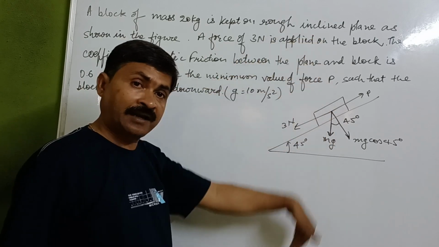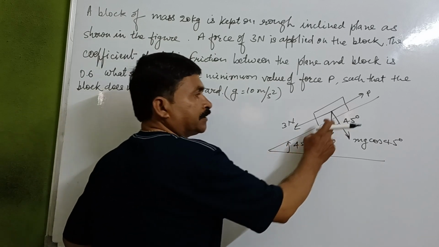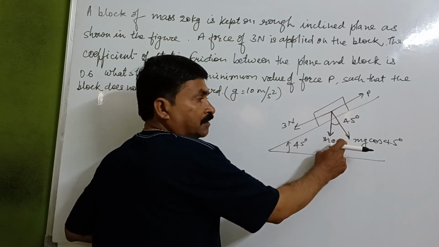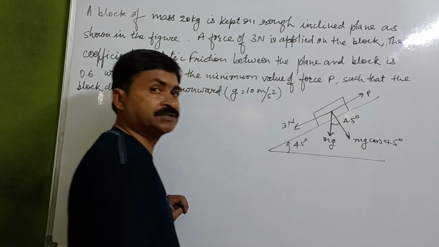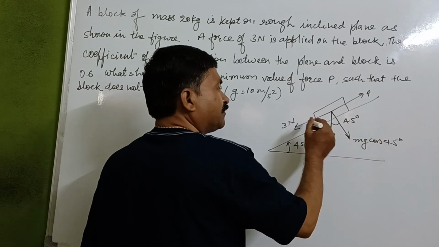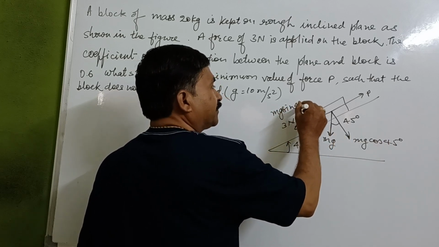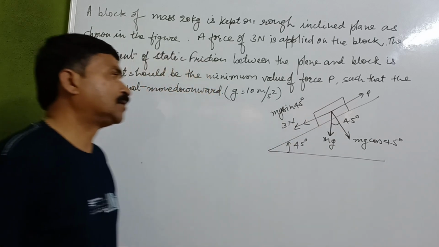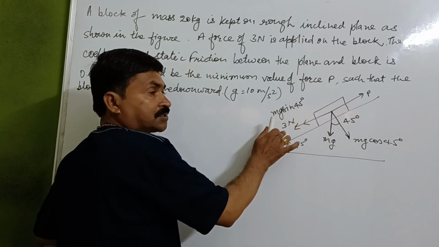Which direction is it acting in? It is acting vertically downward. Here it makes an angle of 45 degrees. So when we resolve it into two components, one component is mg cos 45 and the other is mg sin 45. Now mg sin 45 will also be acting in the direction of the force applied.